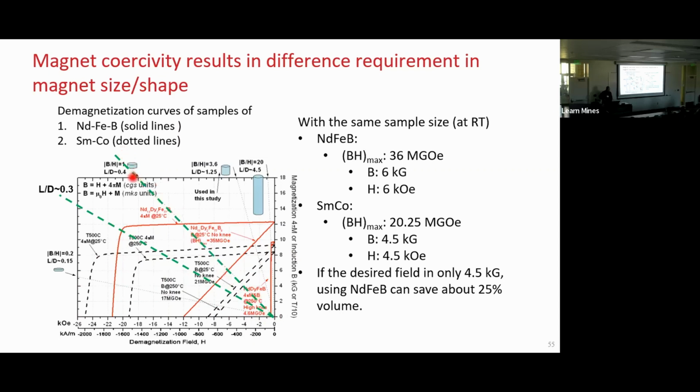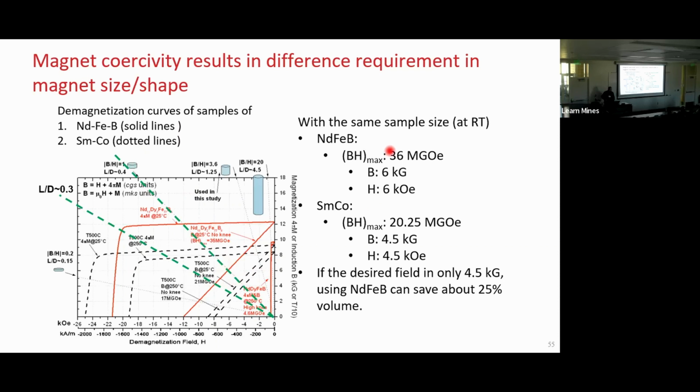This means I have a certain magnet with this phase. So if I want to operate at this temperature, at 6 kilo-oersted, and 6 kilogauss in this range, you see the dysprosium one, because it's higher in power density, it takes much less. This is the disk. Actually, this one takes much less size and shape than this samarium cobalt one.